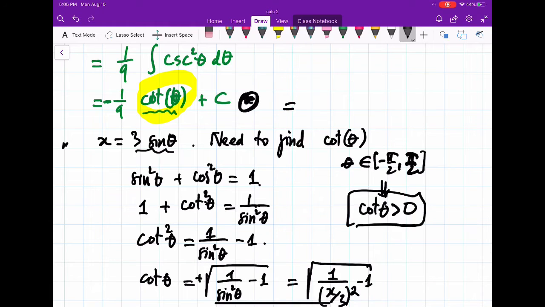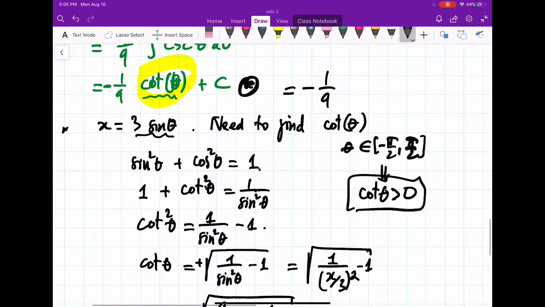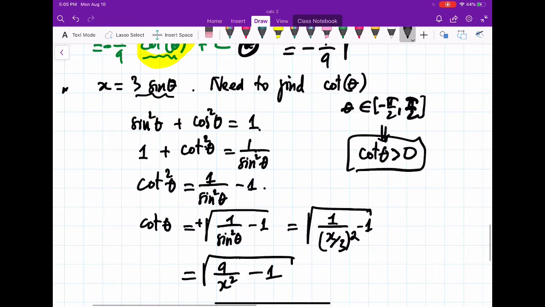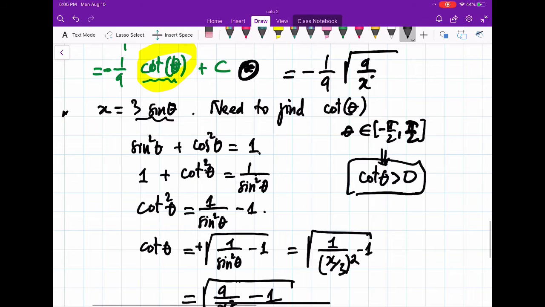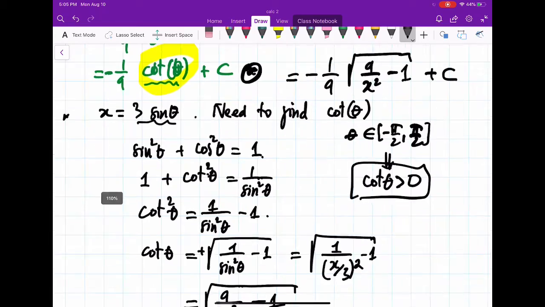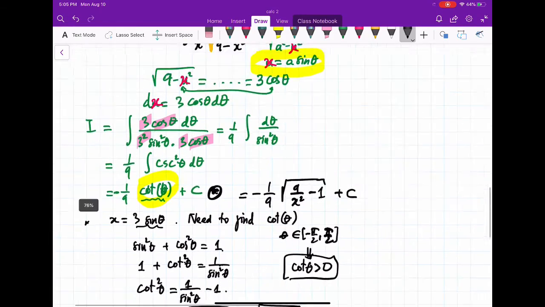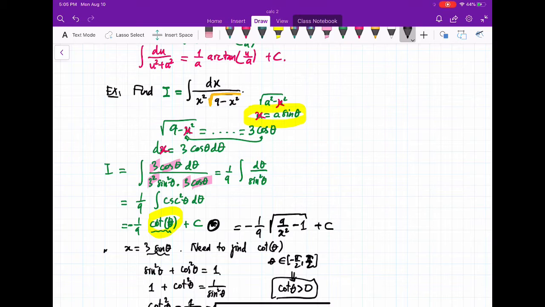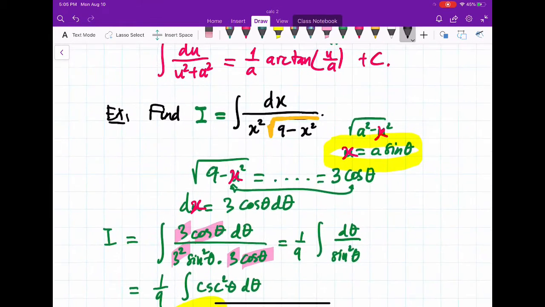So I can plug this into this final answer. I will get negative 1 over 9, and cotangent is square root of 9 over x squared minus 1, plus c. That's how we can solve this problem. You see, it is long, and I tell you this again, right? Integrals involving trig functions or inverse of trig functions are extremely difficult. But the most important is we need to do that step by step.